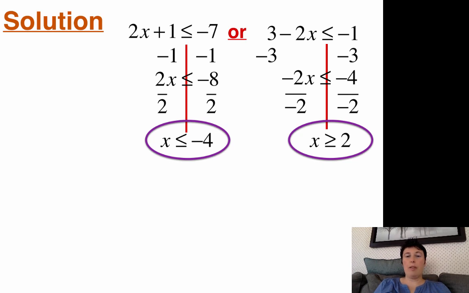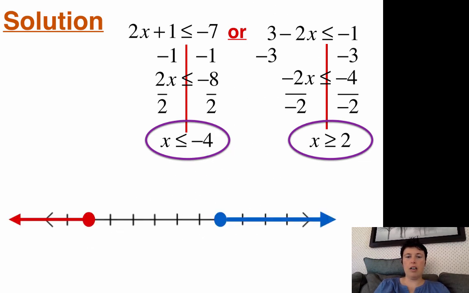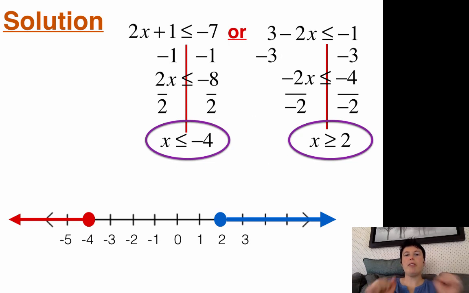Okay, so now we put it on a number line. And on our number line, we're going to focus on negative 4 and 2. So here are my numbers. I'm going to circle both points. Both of them have equal signs. They have solid holes there. And for 2, x is greater than or equal to 2, so it's off to the right. And negative 4, it's less than, it's off to the left. And notice there's no overlap.